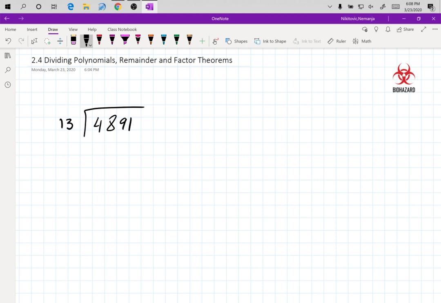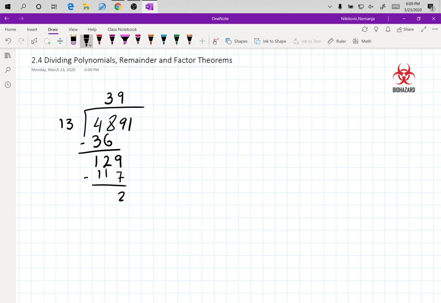So 13 in 48 goes 3 times, because 3 times 13 is 36, and then we subtract, we get 12. Then we drop down a 9, which is the next digit. So we are going to now say 3 times in 129. Well, 13 times 10 is 130, so this must be 9, right? 9 times 13. That's 9 times 3 is 27, 9 and 2, 11. There we go. So subtract again.